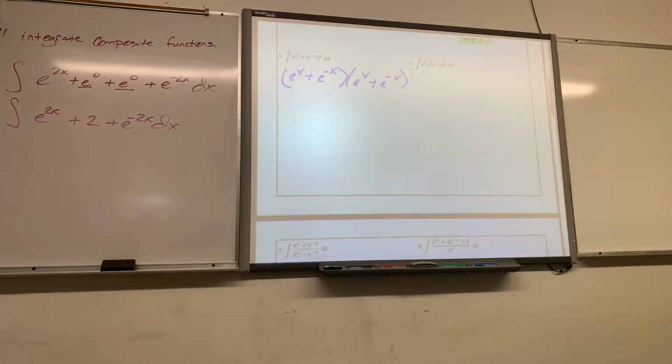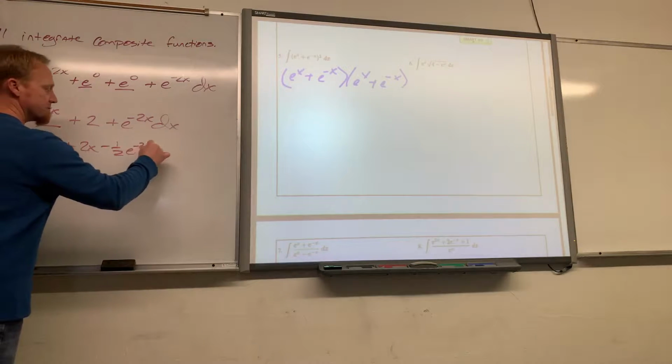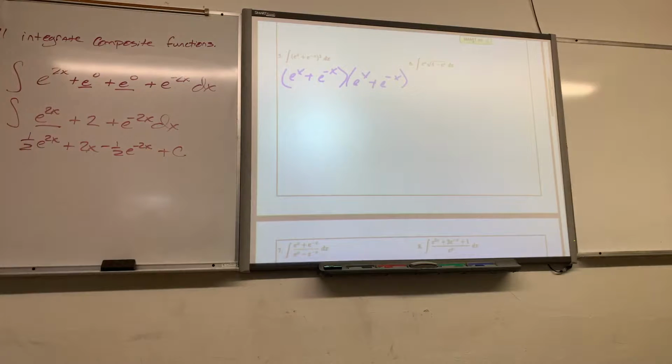And then I just need to integrate each one of those by itself, which we should be able to do. What does this one integrate to? 1/2 e to the 2x. This is just 2x. And this one, negative 1/2 e to the negative 2x. Let's see. Anything else? Fourteen. All right, moving on after 14.